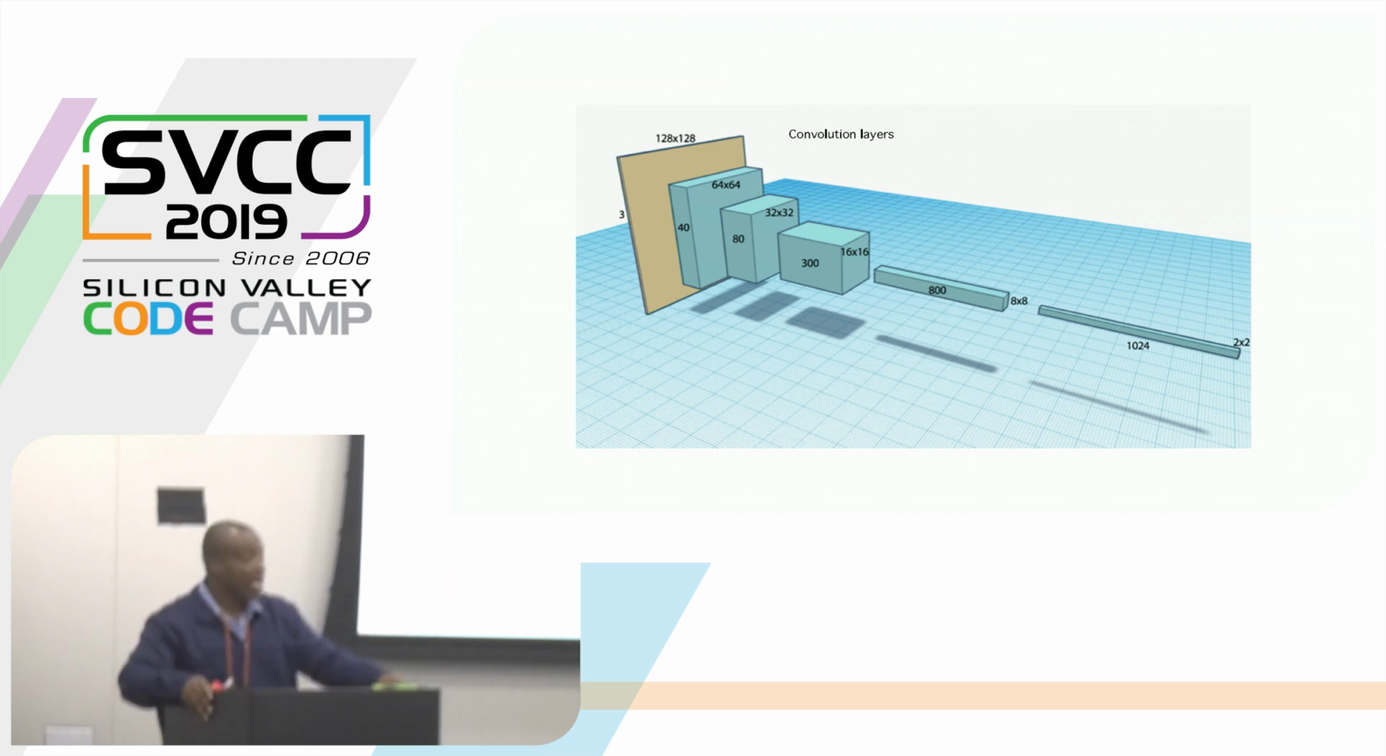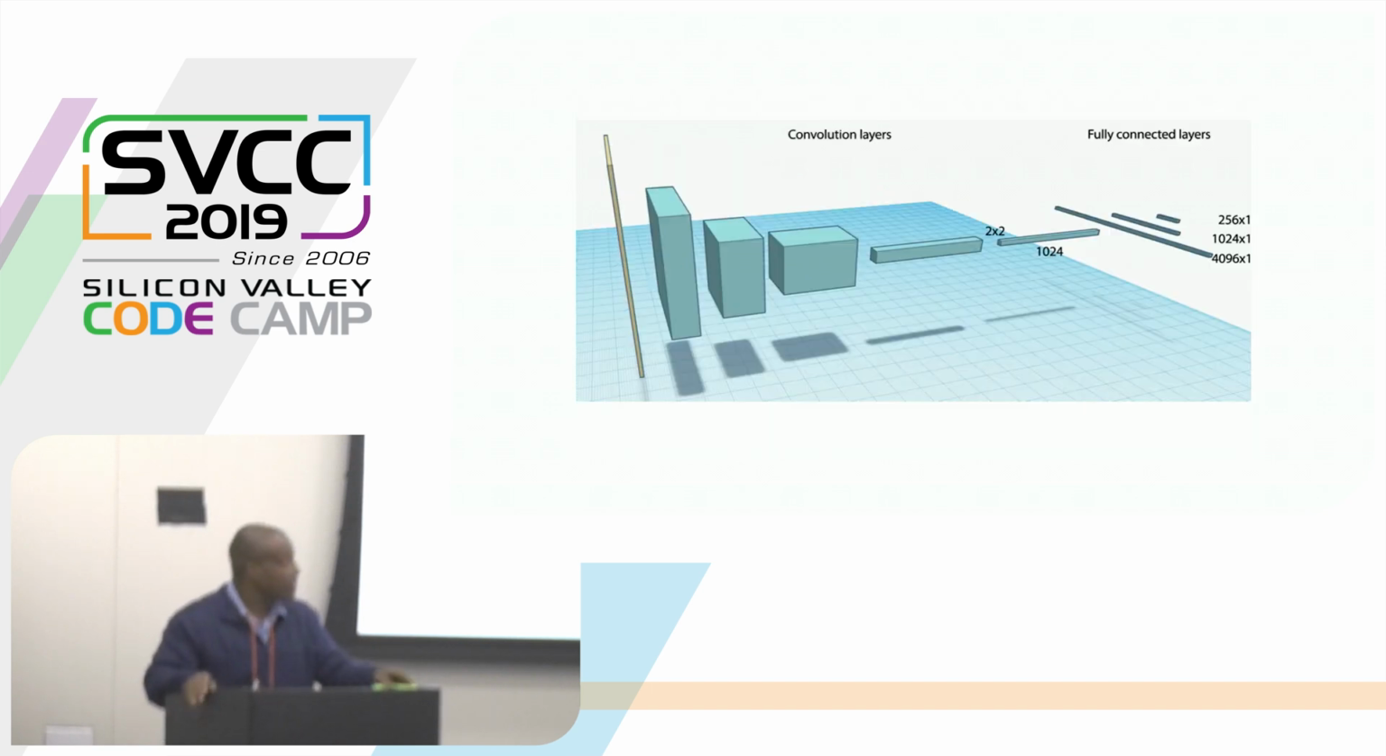I want you to notice this. At the very end, you have 1,024 2x2 pixels. And what we do with those is what's called flattening. If you look at the very end, those are flattened. If you do the math, it's 4,096 that we input into the neural network.